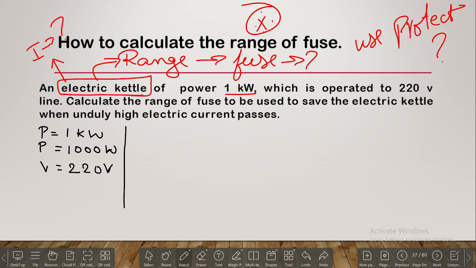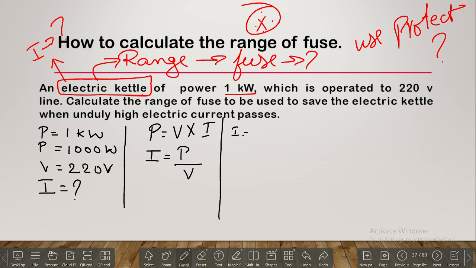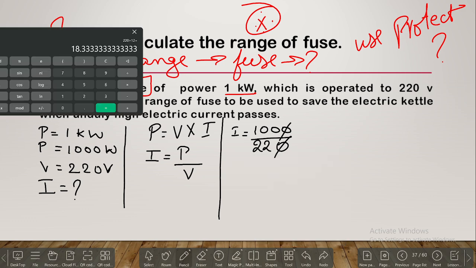First let us calculate how much current is going to pass through the electric kettle. The formula you are going to use is P is equal to V into I. If I need I, how will the formula rearrange? I is equal to P by V. So I is equal to P, which is 1000, by V, which is 220. The zeros we can cancel each other, remaining 100 divided by 22.